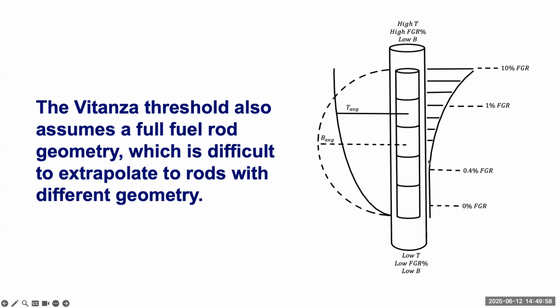Now, the Vintanza threshold also assumes, as I mentioned before, fuel geometry. And this includes specifically a full fuel rod geometry. And that can be really challenging to extrapolate to rods with different lengths of fuel. So taller rods, shorter rods. For example, if we're looking at small modular reactors, we might see, or likely will see, shorter fuel rods.